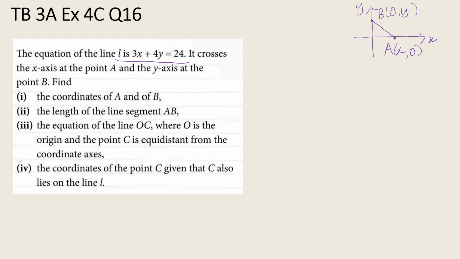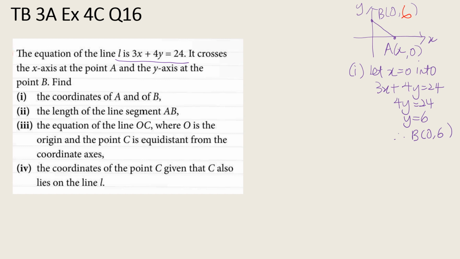We're asked to find the coordinates of points A and B. Basically, we have just managed to come up with the concepts. That is, we're going to substitute x equals 0 into the line L, which is 3x plus 4y equals 24. That will give you 4y equals 24. y will be 24 divided by 4, that will be 6. So therefore, point B will be 0, 6. Is this correct? Let me double check.